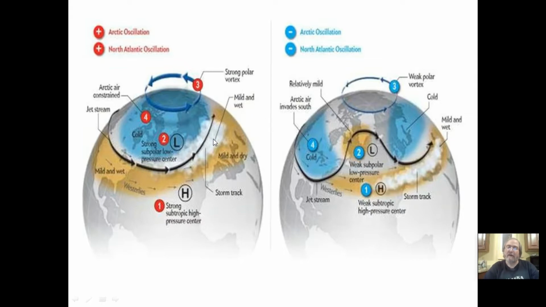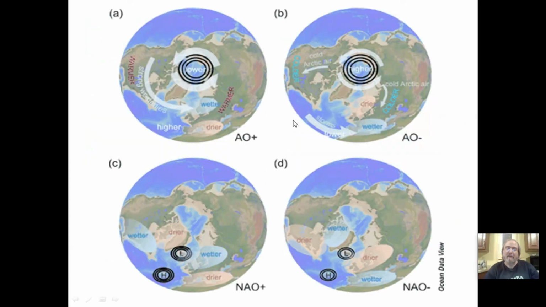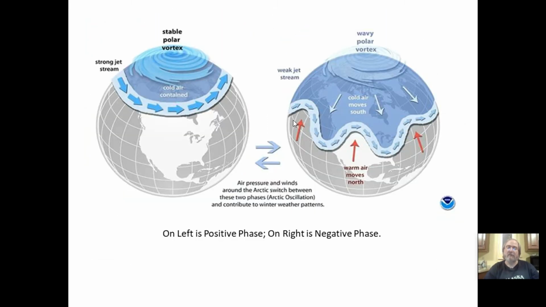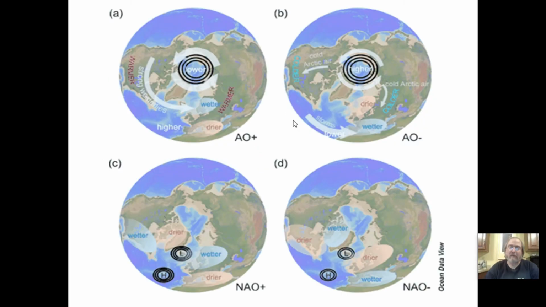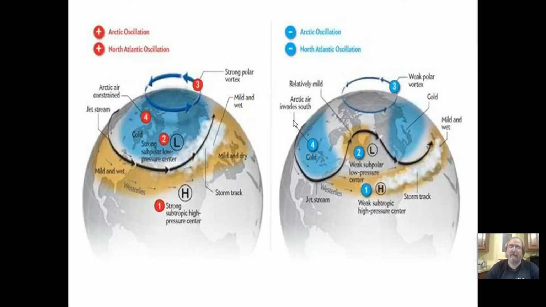Mild and wet during the positive phases, mild and dry. Cold. So southern Europe goes between mild and dry to mild and wet. Northern Europe, Scandinavia goes from mild and wet to just cold and dry. So between these two graphics, yeah, this one shows what's going on with the AO, but these two graphics really help solidify what's going on with the AO and how it is coupled with the NAO.